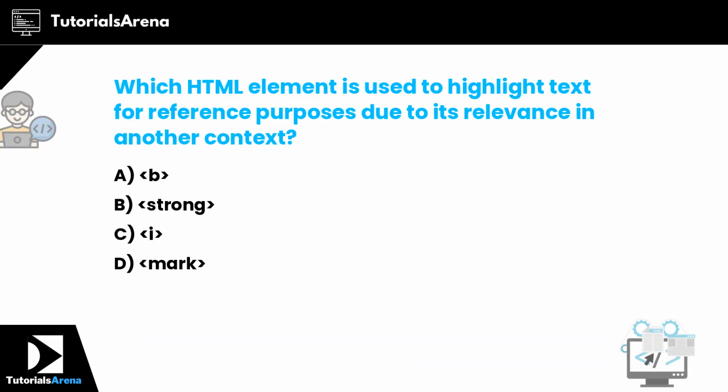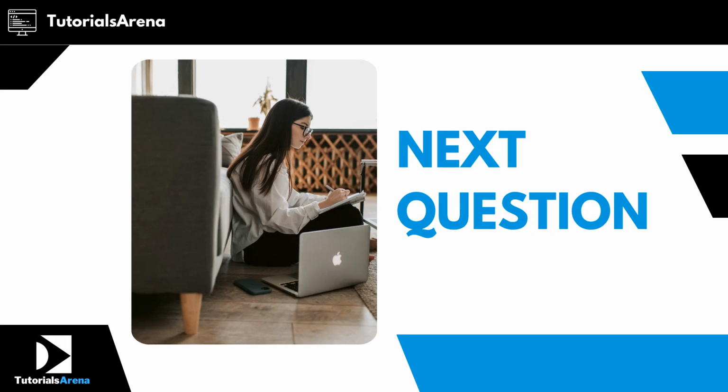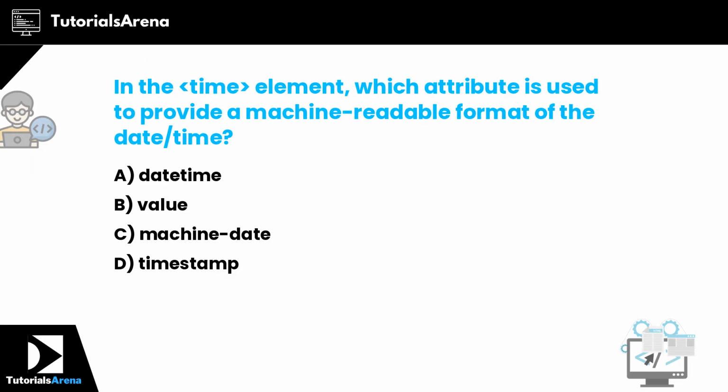Which HTML element is used to highlight text for reference purposes due to its relevance in another context? The correct answer is option D, mark. In the time element, which attribute is used to provide a machine-readable format of the date time? The correct answer is option A, datetime.